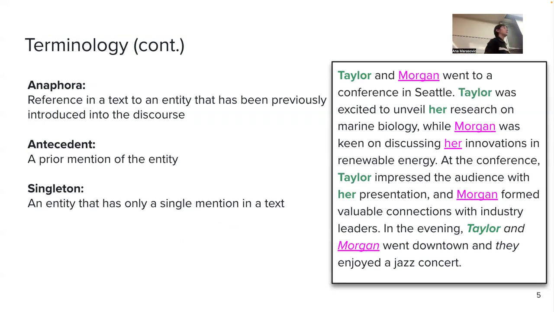There is also a term, anaphora, which refers to reference in a text to an entity that has been previously introduced in the discourse. So here, her is a reference to an entity that has been previously introduced, and that's going to be Taylor over here. And therefore, her, we can call it anaphora.